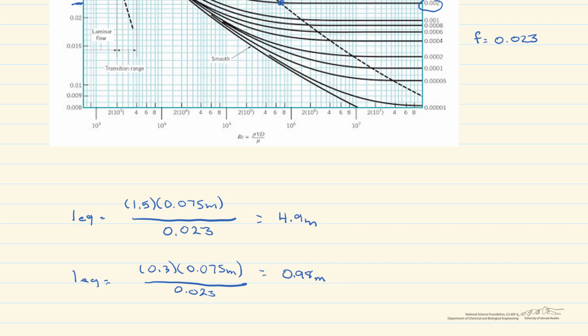This problem had only one fitting, but equivalent length can be calculated for many fittings by calculating that equivalent length for each one and summing them up to get the total length.